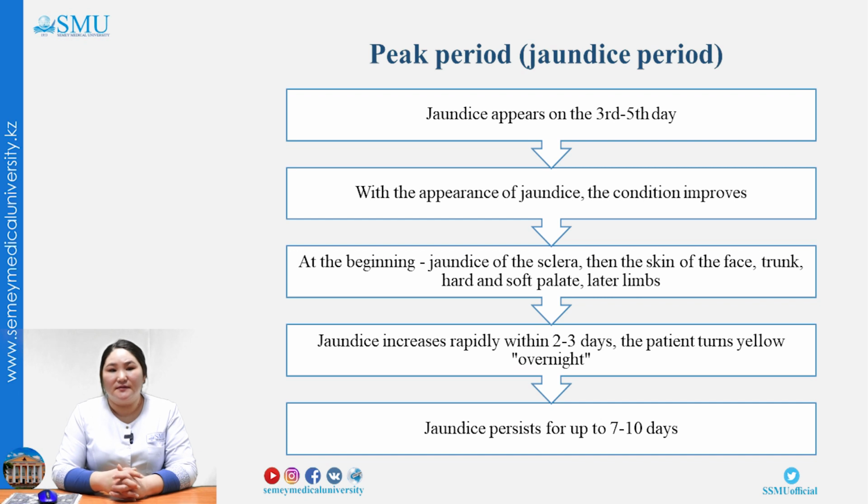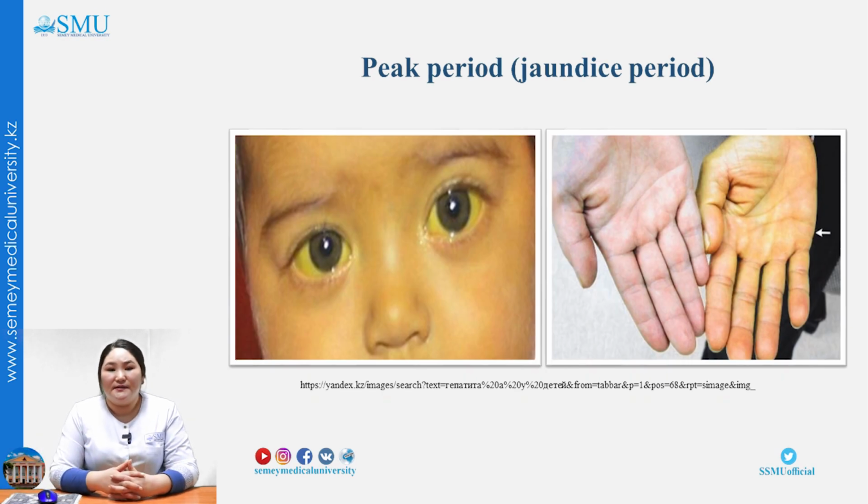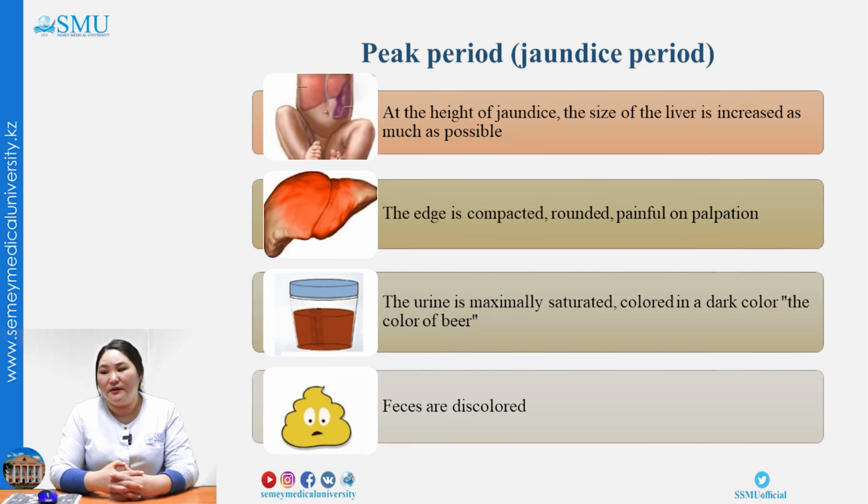The jaundice persists mostly 7-10 days, then gradually decreases. In this period, the size of the liver increases as much as possible, and the edge of the liver is compacted, rounded, and painful on palpation, and the color of the urine and feces changes. Mostly feces are discolored, and the urine is dark, like dark tea or dark beer color.